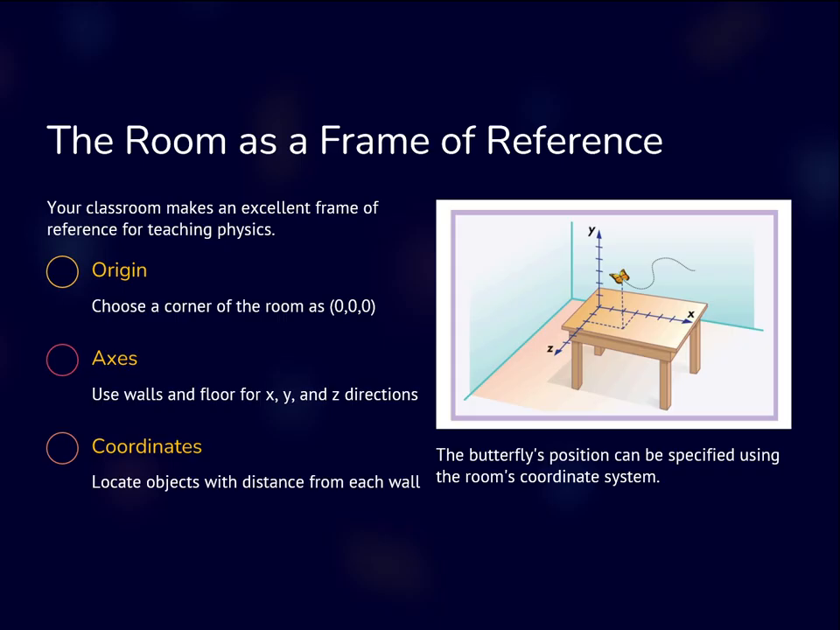Your classroom is a perfect real-world example of a frame of reference. First, you pick a corner of the room as the origin. This is where your (0, 0, 0) point will be. Then, use the floor and walls to define your x, y, and z axes. Finally, use this grid to describe the position of any object, a backpack, a chair, or a drone.